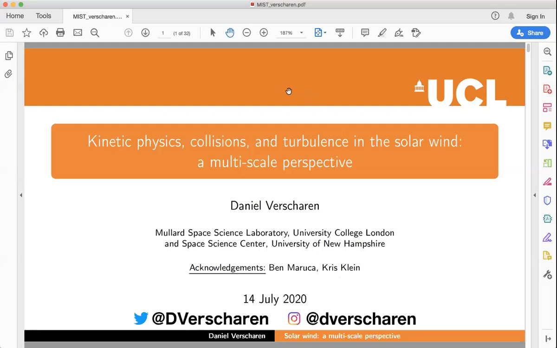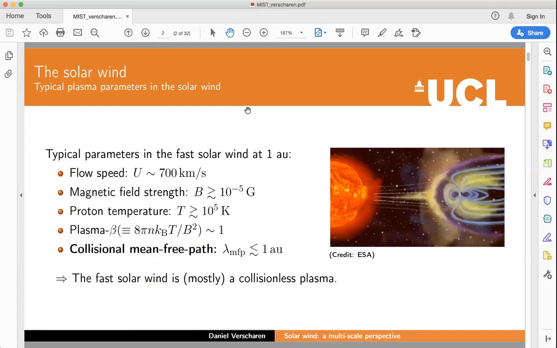Okay, so, the solar wind. This is just a brief introduction slide to give you a feel for the typical plasma parameters in the solar wind at 1 astronomical unit distance from the sun. I guess you're all familiar with plasma in general, so I don't need a general introduction there, but the plasma conditions are of course a bit variable. I will focus mostly on the fast solar wind. So we have flow speeds here of about 700 kilometers per second.